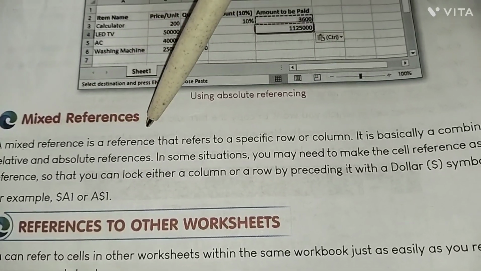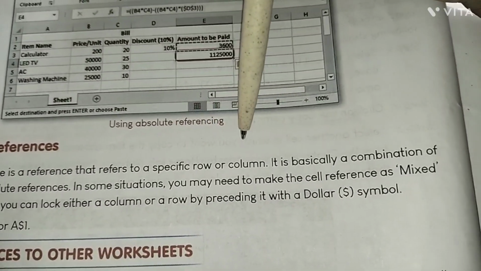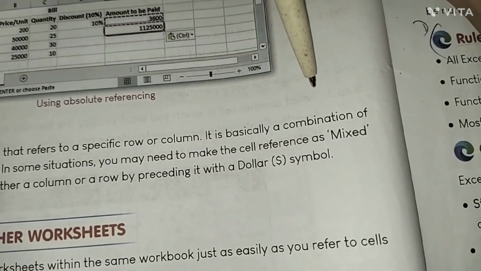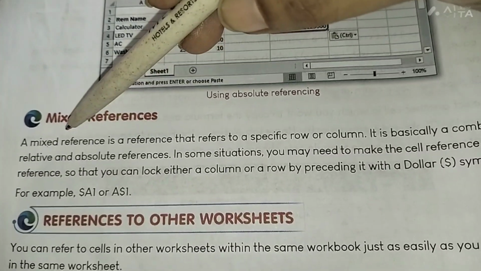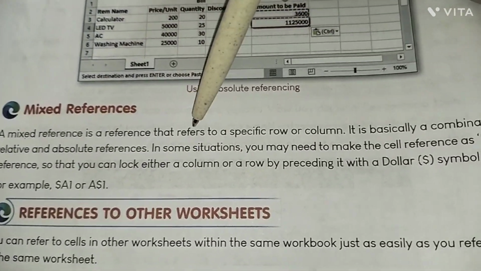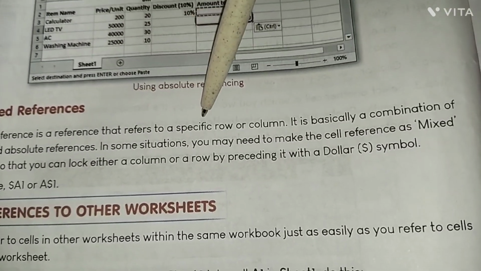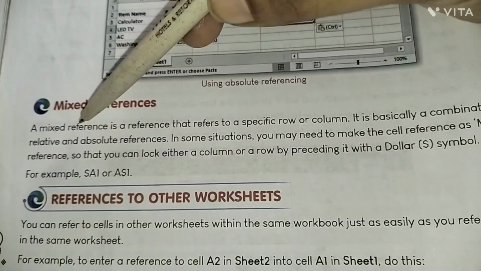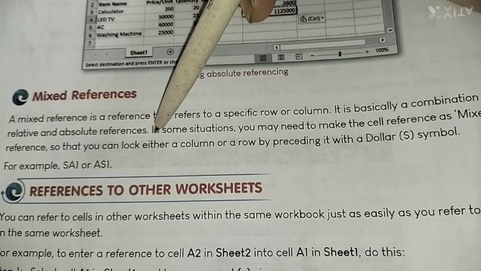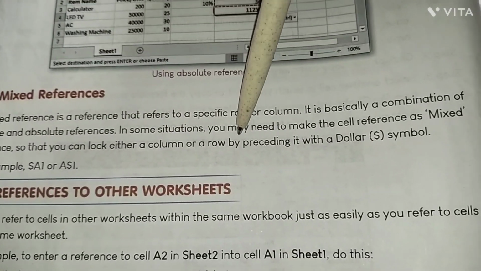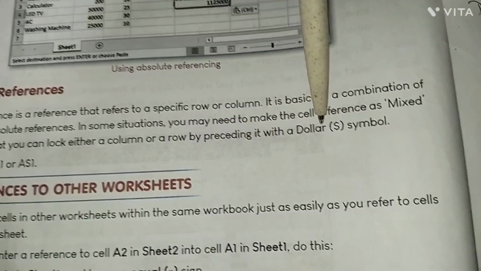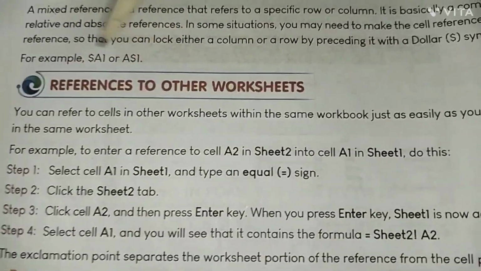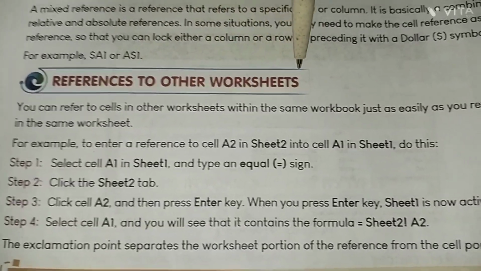Mixed reference. A mixed reference is a reference that refers to a specific row or column. It is basically a combination of relative and absolute reference. In some situations, you may need to make the cell reference a mixed reference so that you can lock either a column or a row by preceding it with a dollar symbol. Reference to other worksheet.